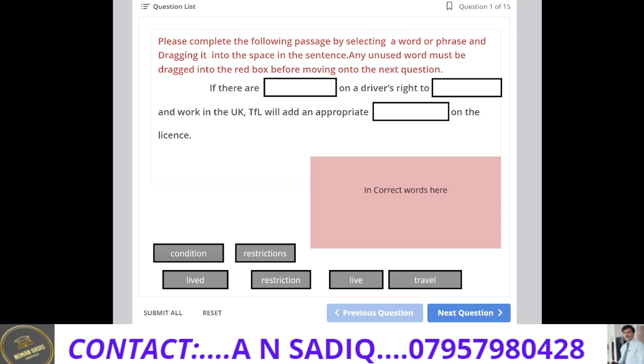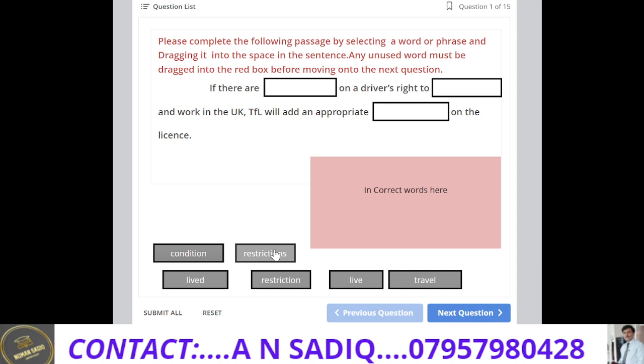Now, before I proceed further, I would like to let you know how to drag the words into their appropriate positions. Suppose you want to fill this gap with this word, restrictions. How could you do that? First you need to bring this cursor or pointer onto this word, and then you need to press the left button of the mouse.